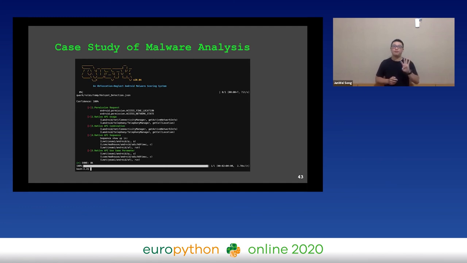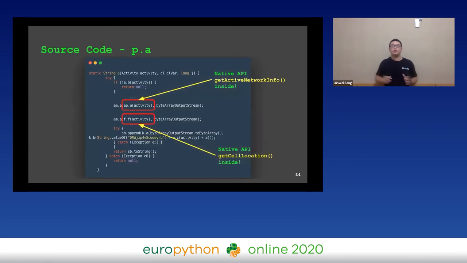And in stage 4, those two functions are also called in the right sequence in function p.a, atview.c, and af.run. So, according to the report, we can say that the malware has the behavior of Wi-Fi hotspot detection in 3 parts of the source code. We can pick any part for further analysis. So we pick function p.a. So now let's see the source code.